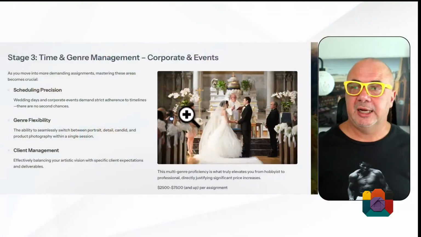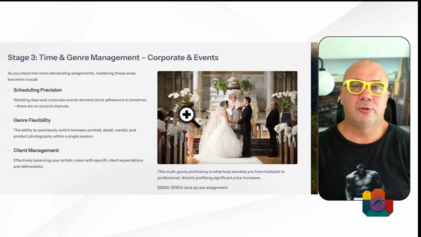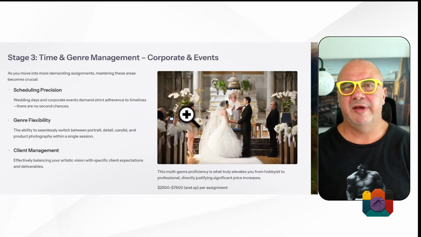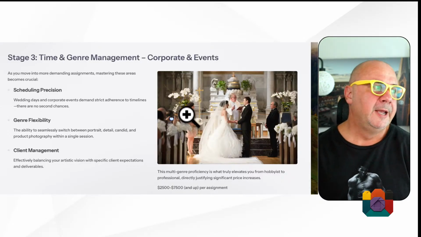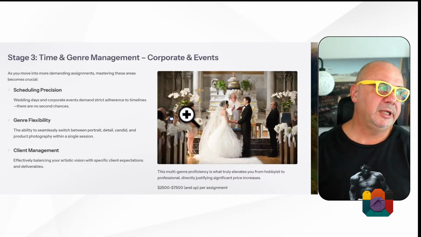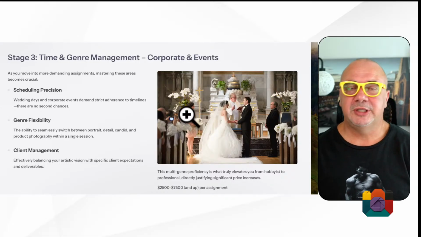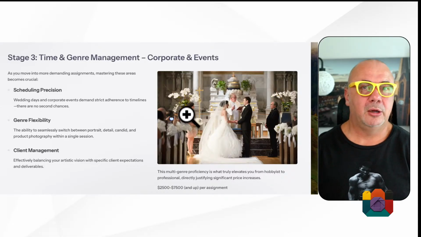Back to the slide for a second here. And stage 3, time and genre management. So it's corporate and events, which in events, I really mean weddings. As you move into more demanding assignments, mastering these areas becomes crucial. So here are the areas: scheduling precision. You've got to know about timing.